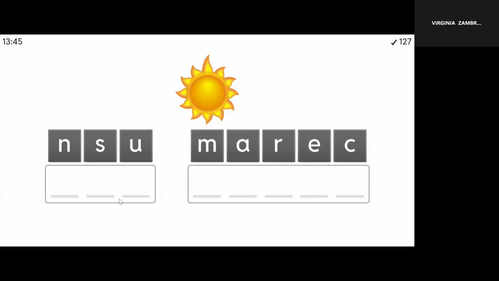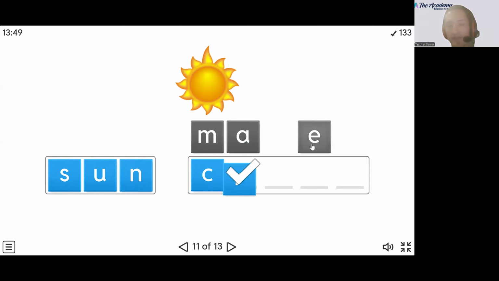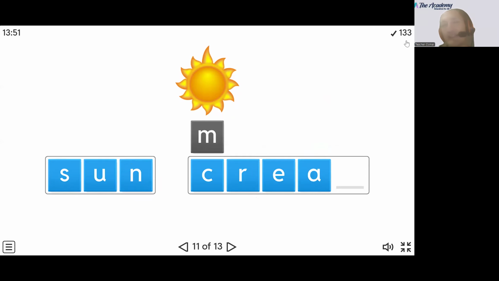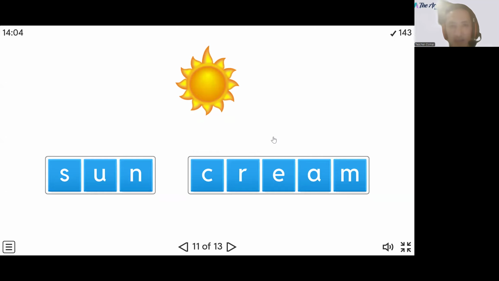Sun cream. Excellent. Although this is not extremely an emergency item, in the case of an emergency, I think it is important to use this every day, right? Sun cream, in order to protect yourself from sunburns. Thank you, Virginia. All right, let's carry on.